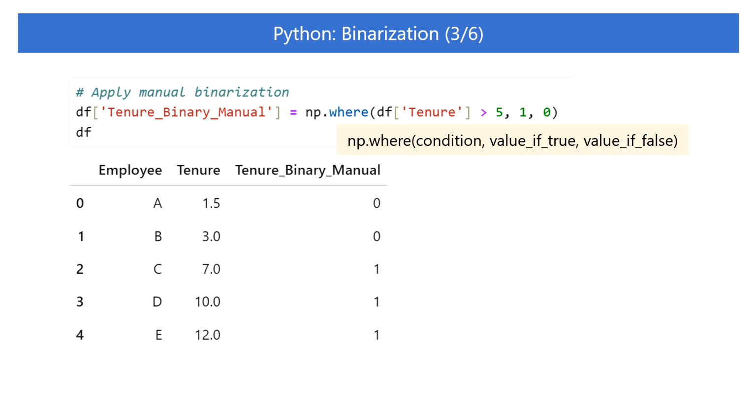The resulting binary values are stored in a new column named Tenure Binary Manual in the data frame. As we can see, the resulting data frame has the new column named Tenure Binary Manual, which contains 1 if tenure is longer than 5, and otherwise 0.